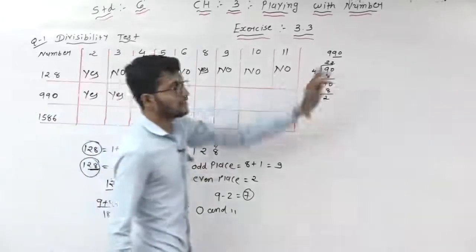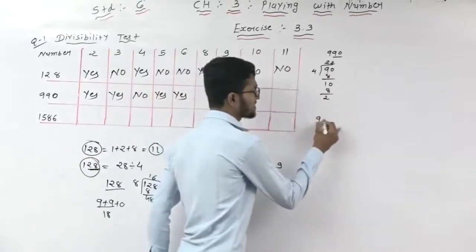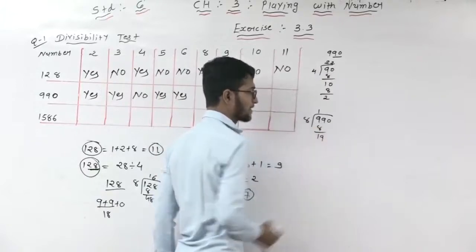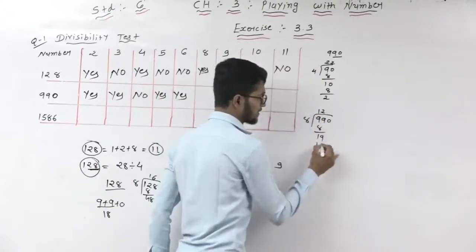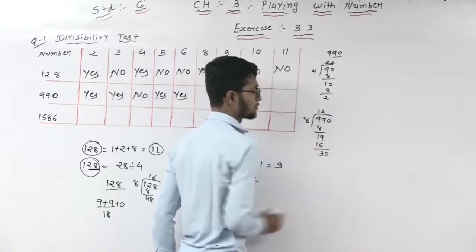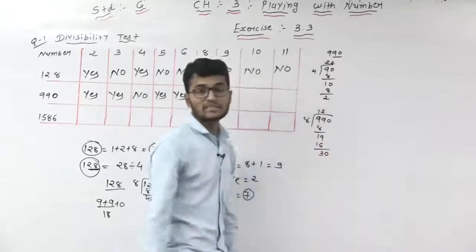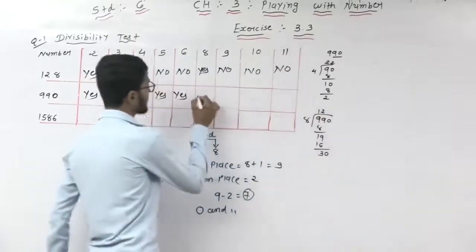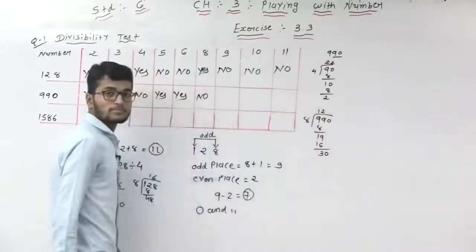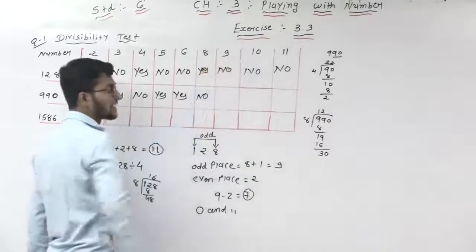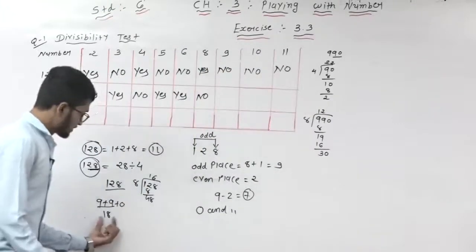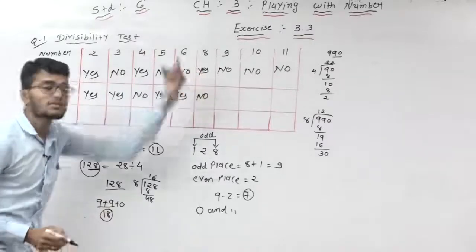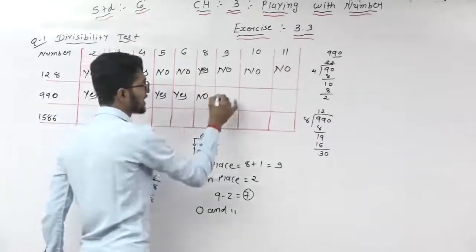Then after that, 8. Here the last 3 digits, 990. 8 ones are 8, 8 ones, 9, 8 twos are 16, 3 and 0 down. Now in the table of 8, 30 does not come anywhere, so this number is not divisible by 8. So write down here no. Okay? Then after 9, same as for 3. Here 9 plus 9 means 18. Is 18 divisible by 9? Yes. So this number is also divisible by 9.